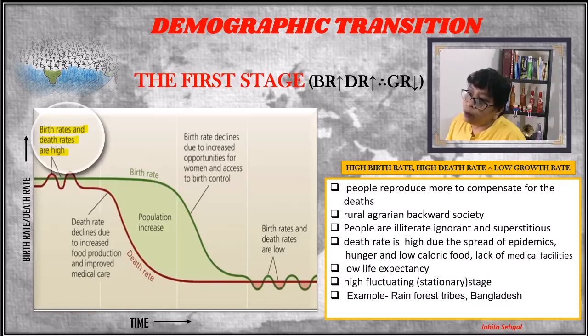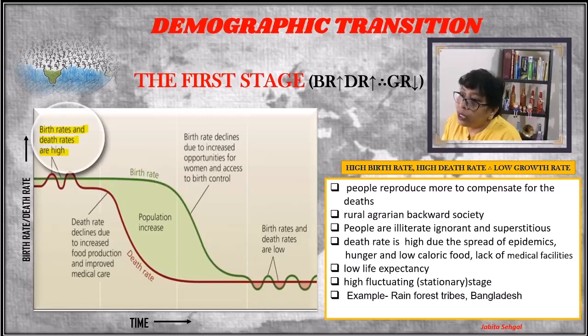Now let's talk about the three stages of demographic transition. Visualize the graph. It indicates the birth and death rate in three different phases. The x-axis indicates the time and the y-axis indicates the birth and death rate. Death rate is shown by a red line and the birth rate is shown by a green line. Let's begin with the first stage.